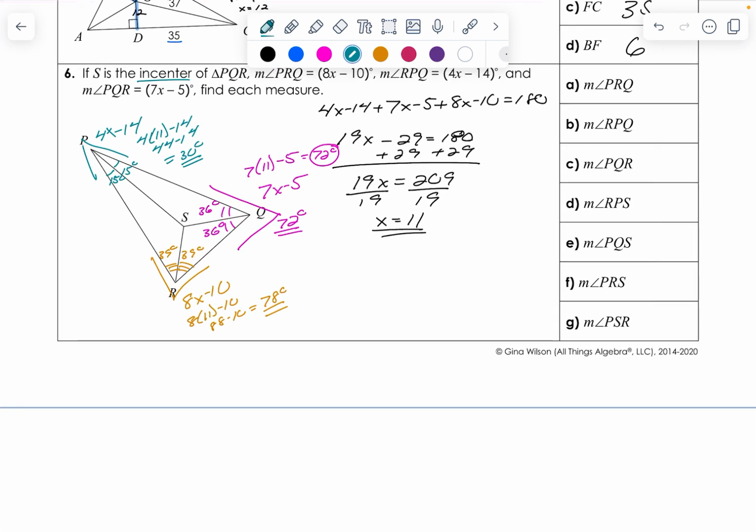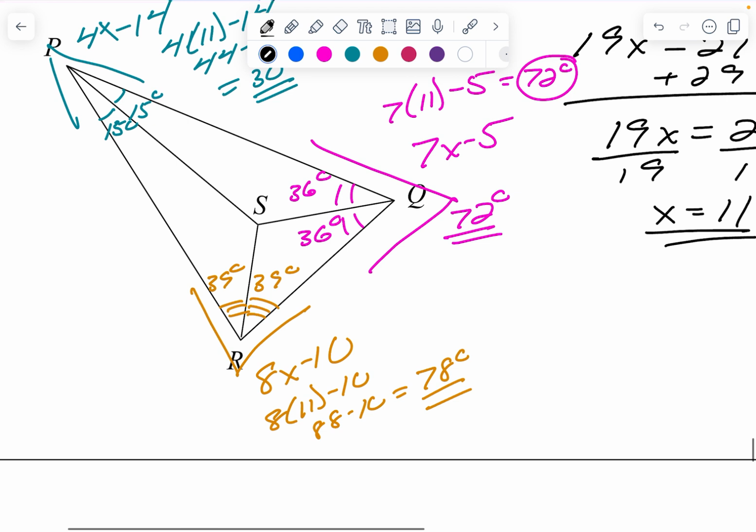So let's fill in. PRQ, that whole thing is 78. RPQ, that whole thing was 30. PQR, that whole thing is 72. RPS, 15 degrees. PQS, 36 degrees. PRS, 39 degrees. We thought we were almost done.